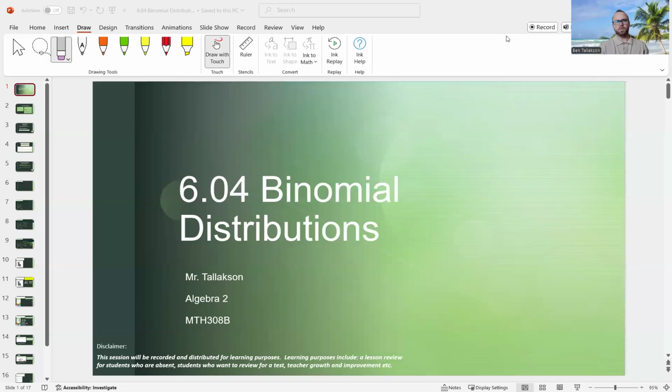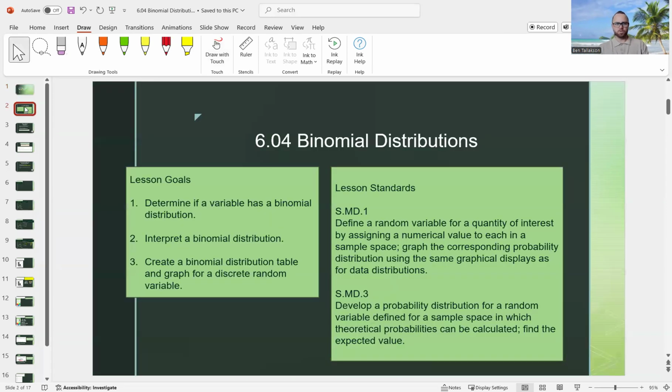Moving right along with Unit 6, our last unit of the school year. We have our final, of course, but this is the last regular unit. So let's get into it. 6.04 binomial distributions. What are they? What are our goals? We're going to find out right now.